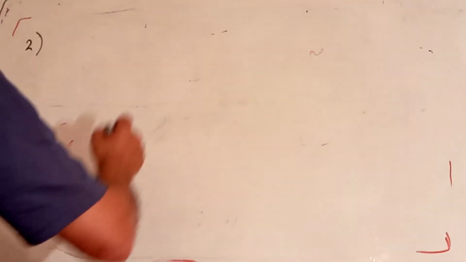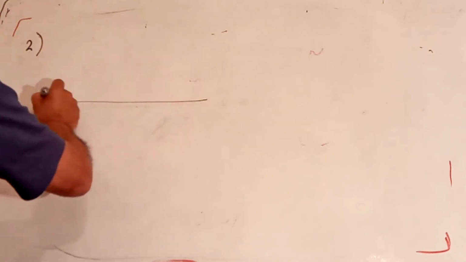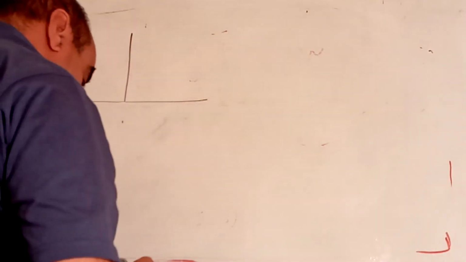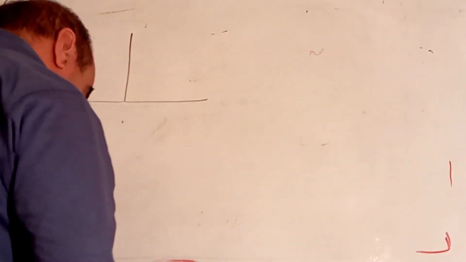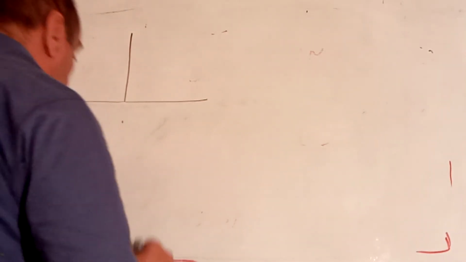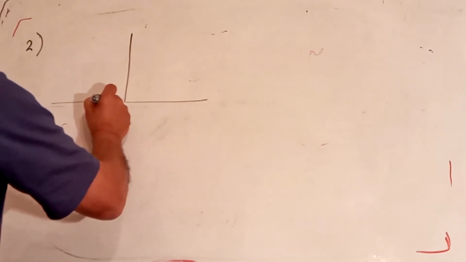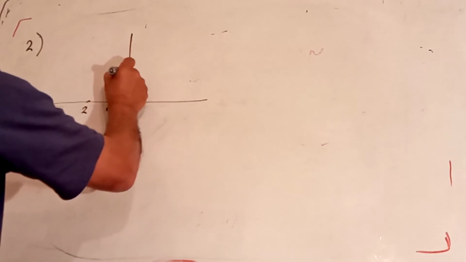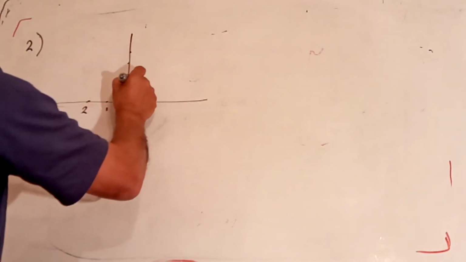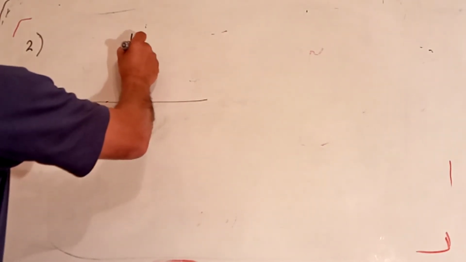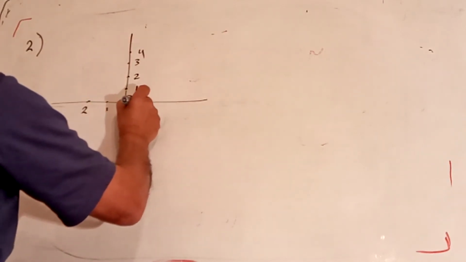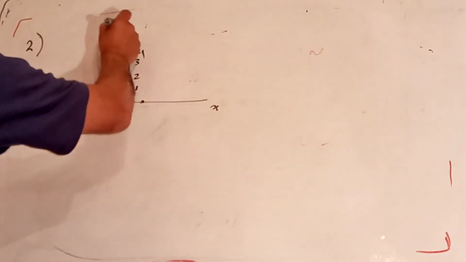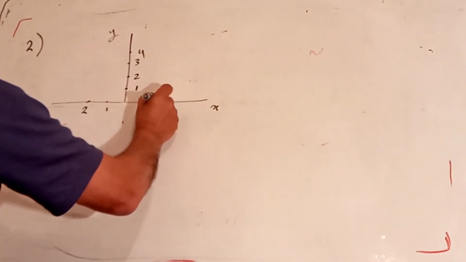Let's do number 2. We have it like this. Reflection again against the y-axis. So we have 1, 2, then 1, 2, 3, 4. This is 1, this is 2. Here 1, 2, 3, 4. So from here we do the reflection over the y-axis. This is the x-axis and this is the y-axis.